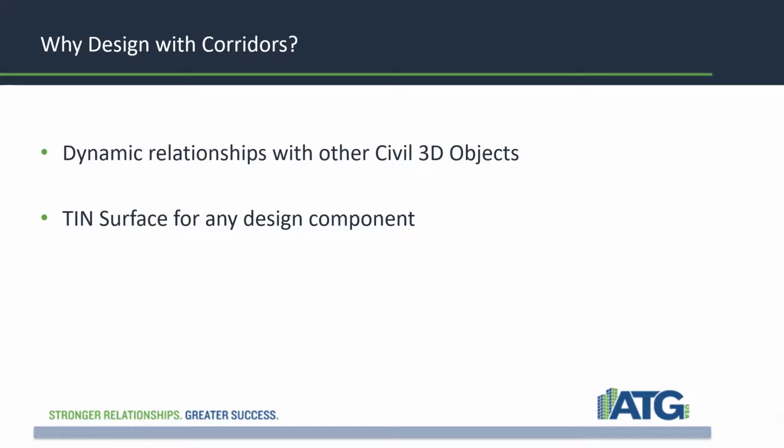Another great opportunity that the corridor gives us is a TIN surface, not just for our top, not just for our datum, but for any of those design components that we have codes ready to deal with. And lastly, we get to use corridors because they're going to make our section views really dynamic and much more automated, including the labeling of the design information that we're interested in.